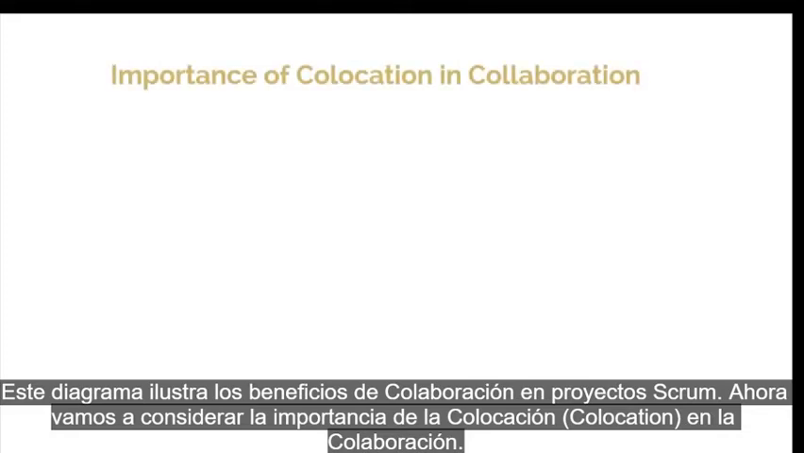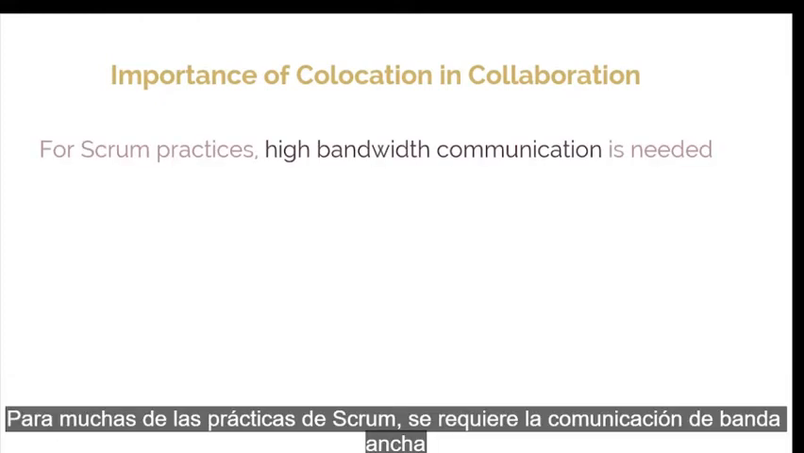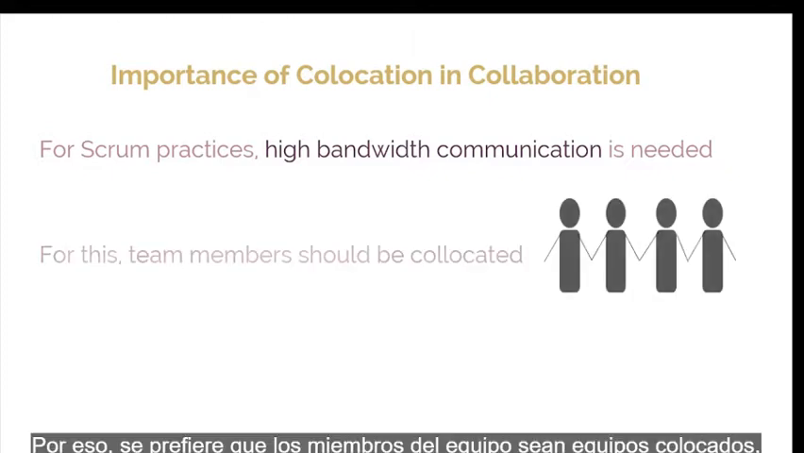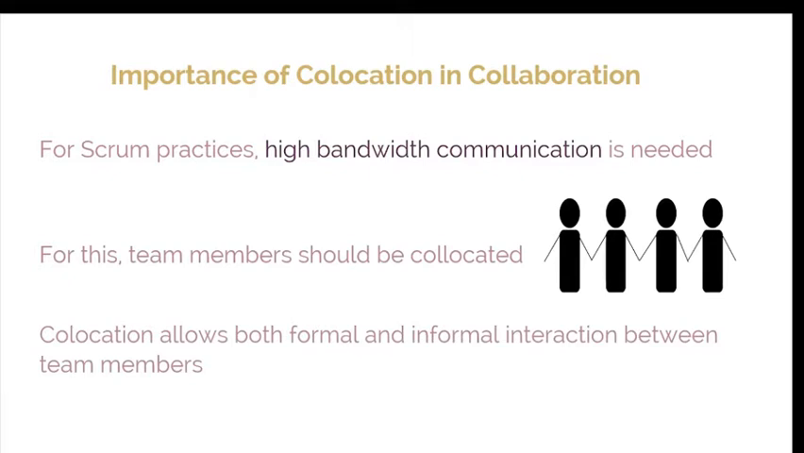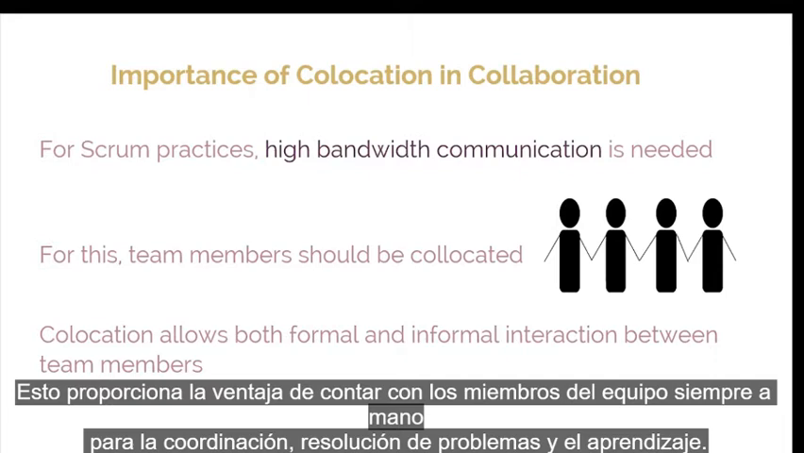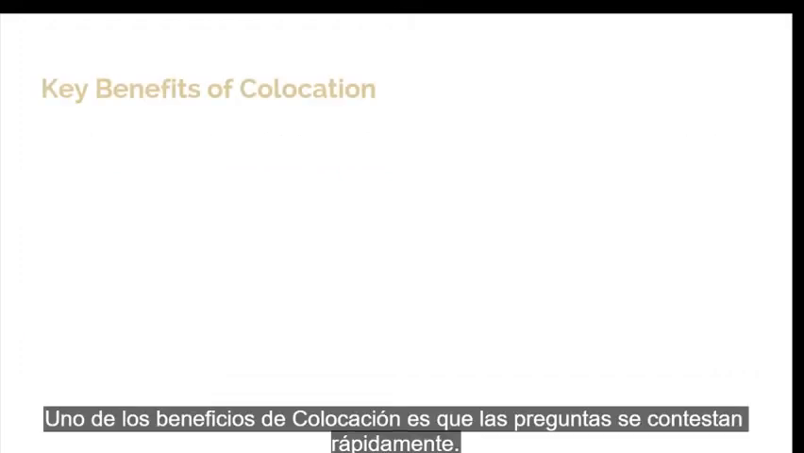We'll now consider the importance of co-location in collaboration. For many of the Scrum practices, high bandwidth communication is required. To enable this, it's preferred that team members are co-located. Co-location allows both formal and informal interactions between team members. This provides the advantage of having team members always at hand for coordination, problem solving, and learning.